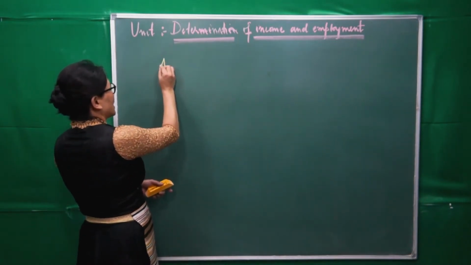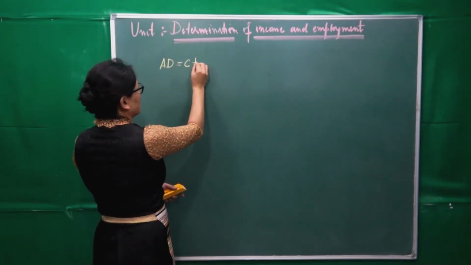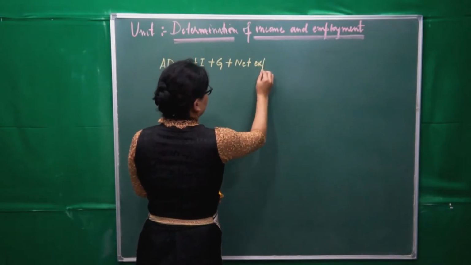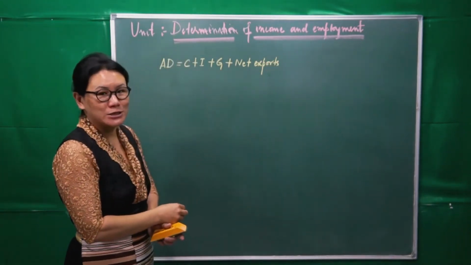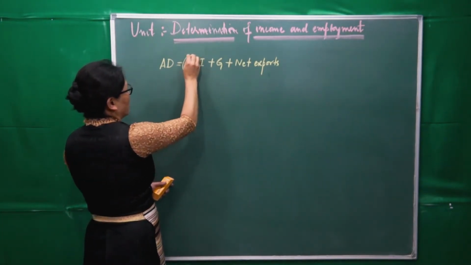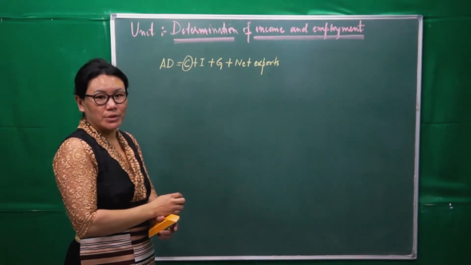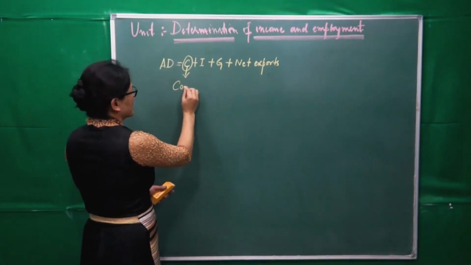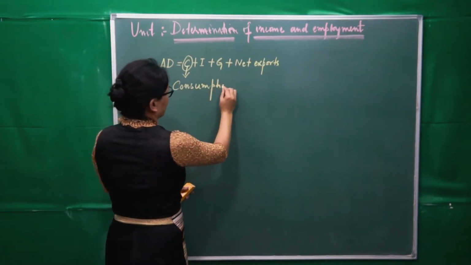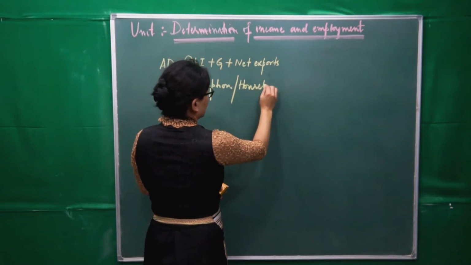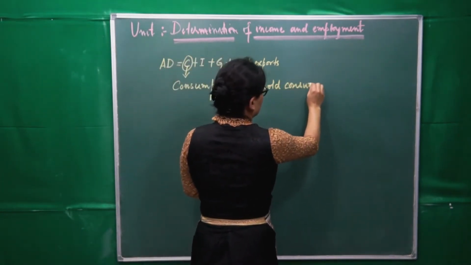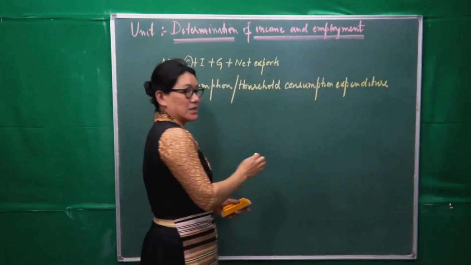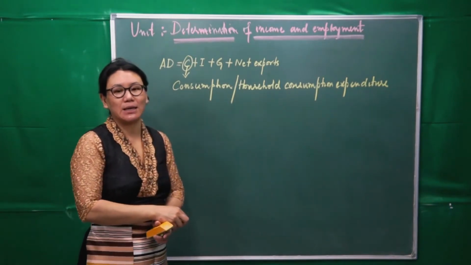I said here AD has 4 components, that is C plus I plus G plus net export. Right? 4 components of AD. Now, about this component, we are going to study today. I'm going to teach you about this component. What is this now? It refers to consumption, or we can say household consumption expenditure. This is an important component of AD in an economy.